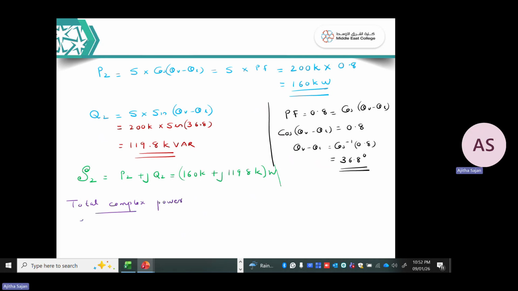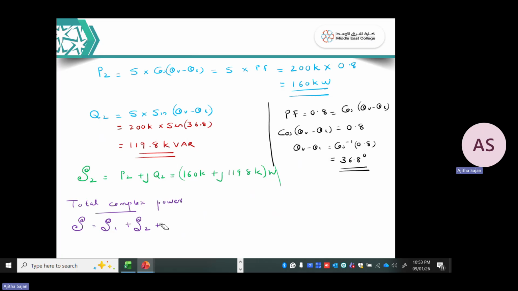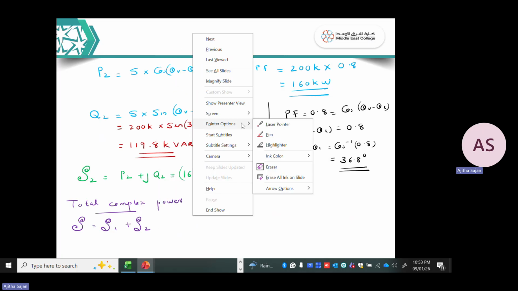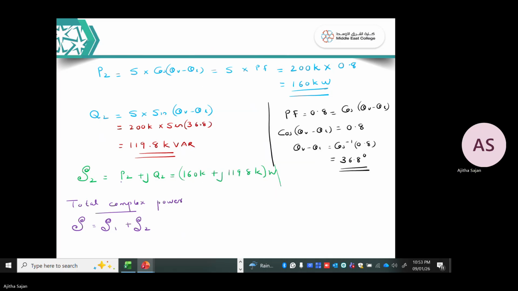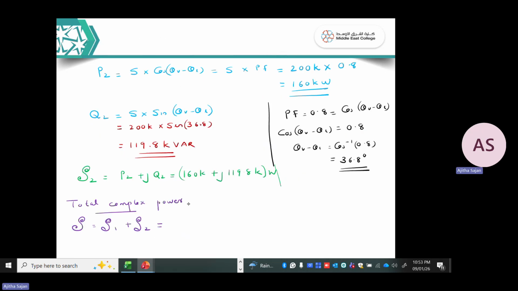It is nothing but S. It should be equal to S1 plus S2. S1 we have already calculated, right? How much was our S1? It is 50 kilowatt alone. I feel only P1 was there in your S1. So it is 50 kilowatt alone. So S1 is 50 kilowatt.